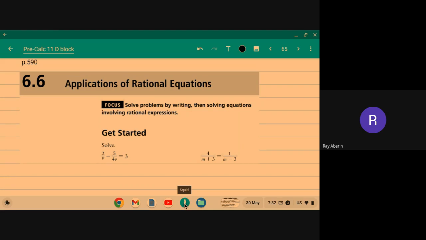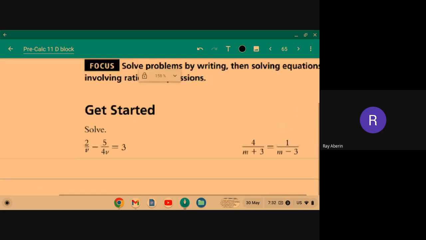We are now on 6.6, applications of rational equations. As you can see, we are beginning with a review of simple operations involving rational expressions, beginning with this one. So let's get started.